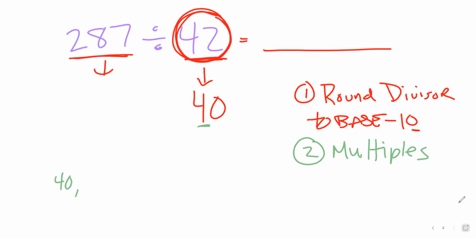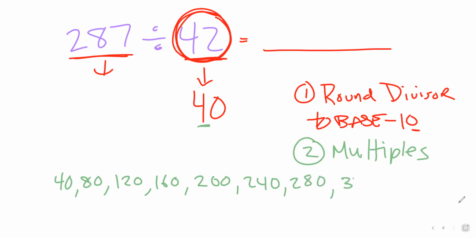So I could say 40, 80, 120, 160, 200, 240, 280, 320, 360, 400, right? So there's my multiples of 40. Again, if you're like, what? I don't know that. Notice I was just skip counting by 4s, and then I was just putting a 0 on the end of each one because it's 10 times greater.